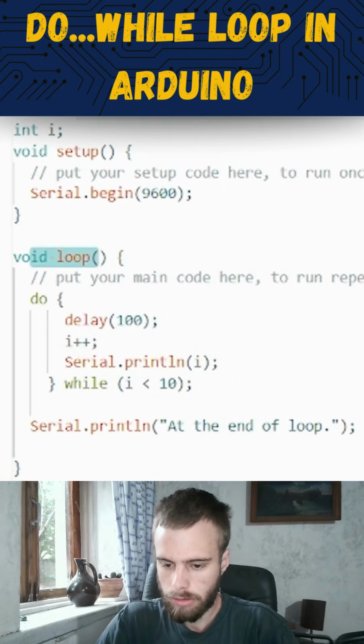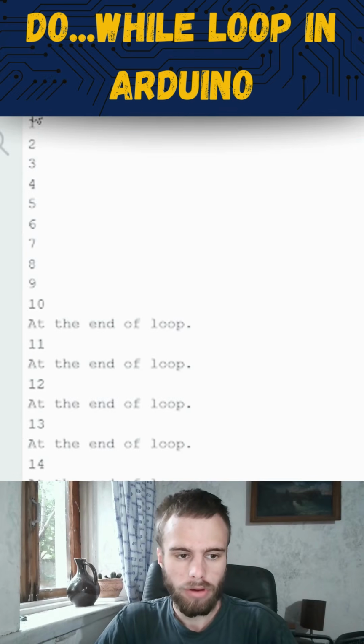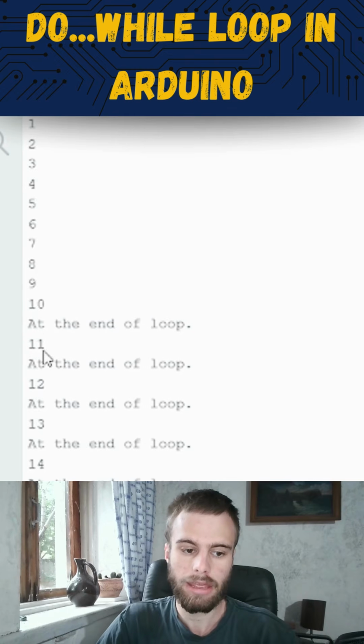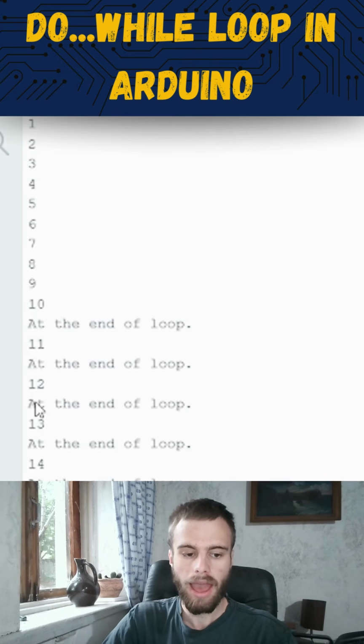So basically this is how it works right here. We have 1, 2, 3, and it counts all the way up to 10, and then after it's greater than 10, every single time it increments, we will say at the end of loop.